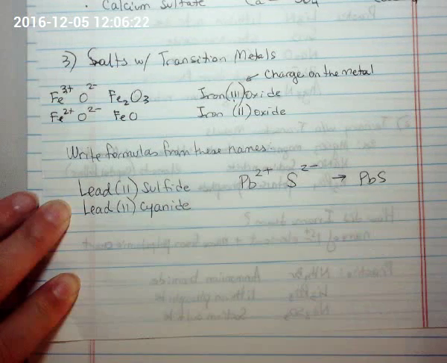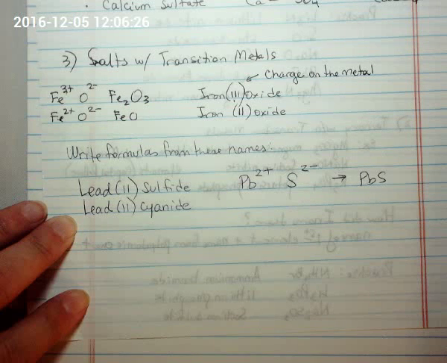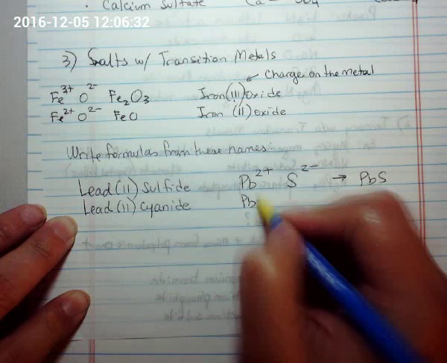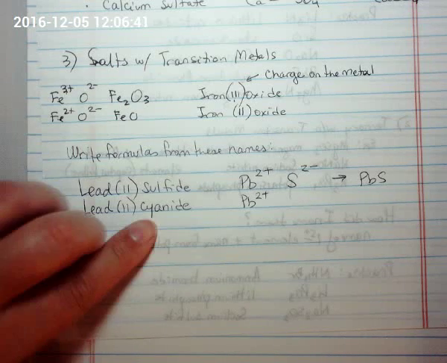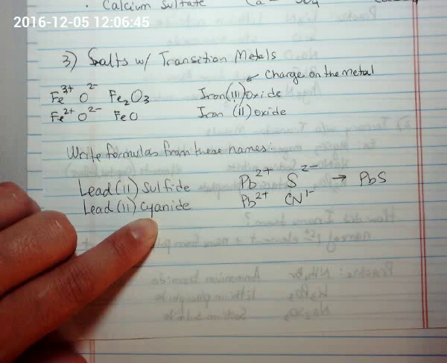Lead 2 cyanide. If I have to write the formula for lead 2 cyanide, what's the first ion there? Pb. Where'd you get the 2+ from? From the Roman numeral. You don't have to do any work. It's right there under your nose. You didn't have to memorize anything. What's cyanide? CN-. How do you know? Because you memorized it. It's on this table. You're going to have a quiz on it tomorrow.